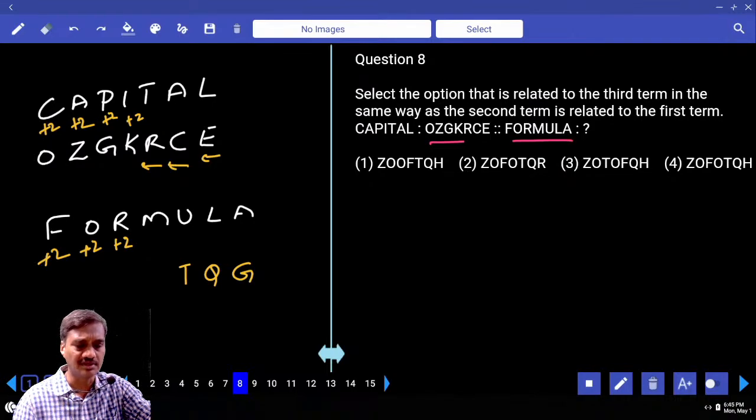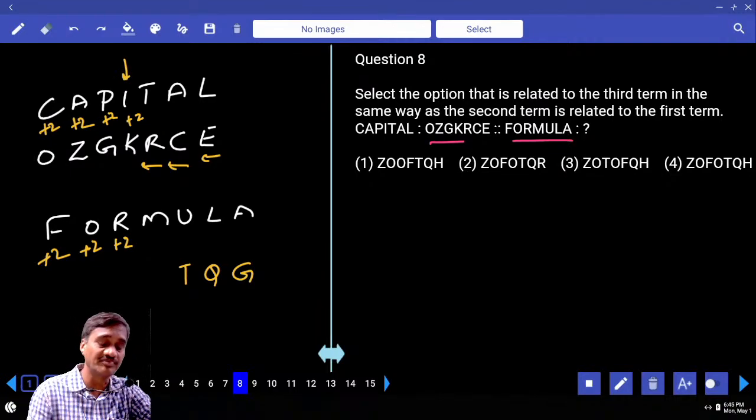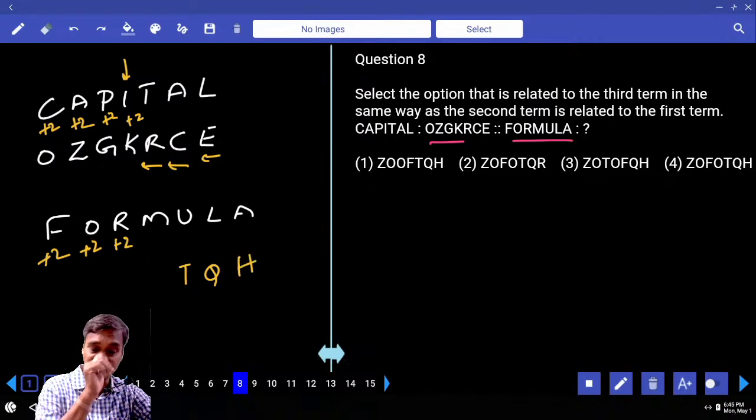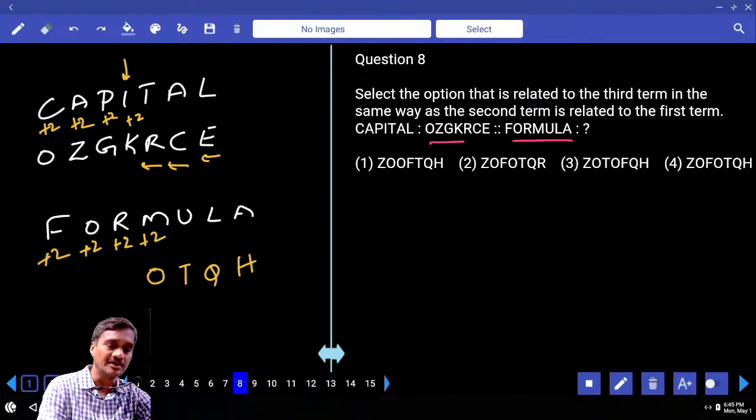Now C and E. I and K, plus 2. F plus 2 is H. M plus 2 is O. Then for the remaining, C and next one T.